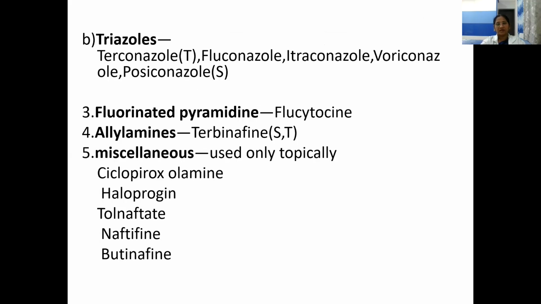The next group of drugs are the triazoles. The drug that comes under triazoles is terconazole. Terconazole is used for topical infections, whereas the other drugs which come under triazoles are used for systemic infections. What are the other drugs? Fluconazole, itraconazole, voriconazole, and posaconazole. The third group of drugs are the fluorinated pyrimidine derivatives, that is, flucytosine.